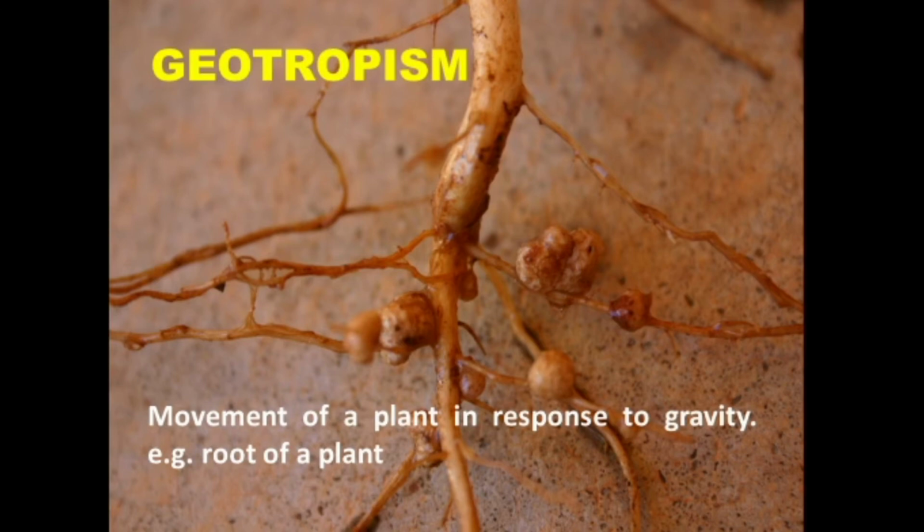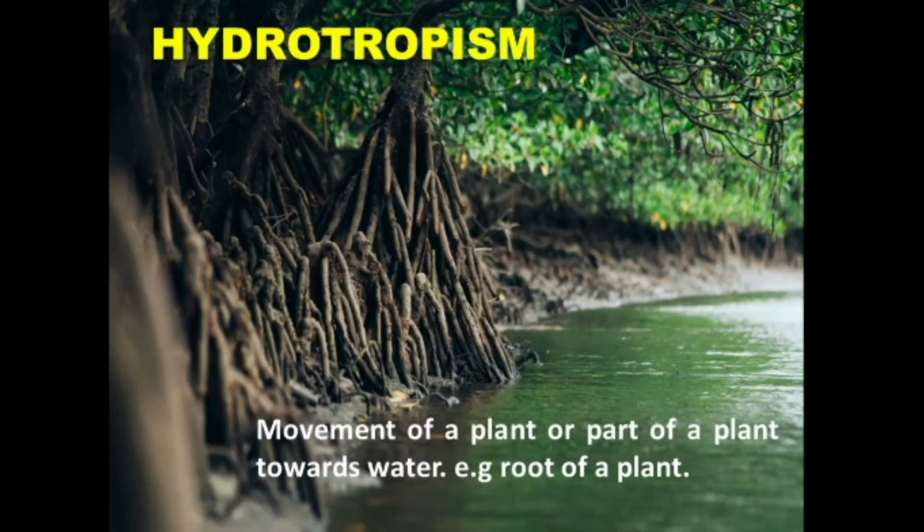Then geotropism, it is opposite to phototropism. The growth of the root is towards the gravitational force. The movement of a plant in response to gravity is geotropism. The best example is the root of a plant. Then hydrotropism. Here, the movement of a plant or part of a plant is towards the water. The roots of huge trees move towards the availability of water. The best example for hydrotropism is the movement of the root of a plant towards the water.